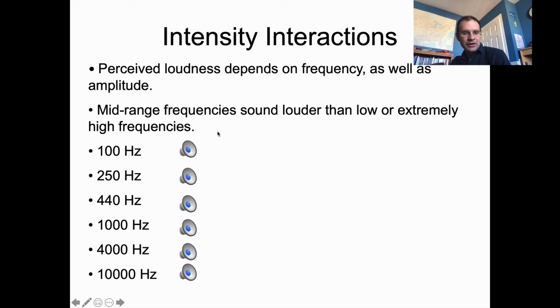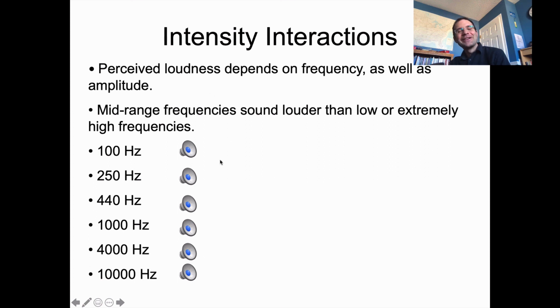Okay, so here's the 100 hertz sound at a particular intensity. And I might make that a bit louder because I don't know if you could even hear it. Here's 250 hertz, 440, 1,000, 4,000, and 10,000 is really annoying.